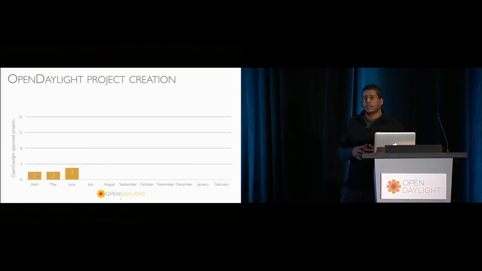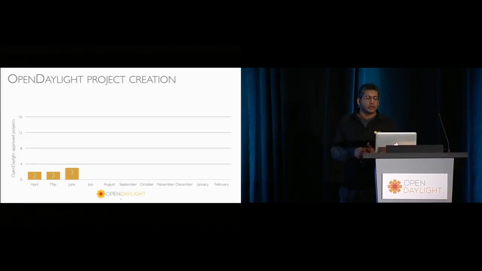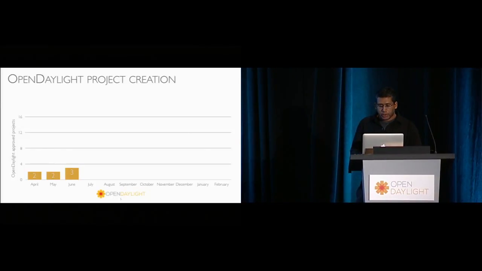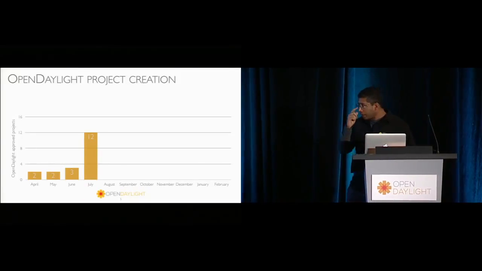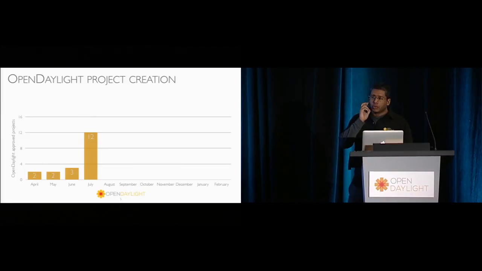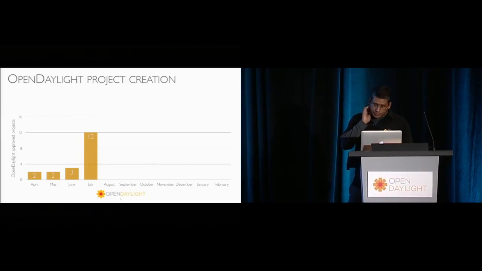And then over that period of time, that was really sort of the litmus test for the transparency, the governance. A lot of people were looking at the project to see whether it really was going to live up to the standards it claimed around being a transparent and open process and project. And then in July, we had this amazing influx of new projects. So our project count jumped by 9 up to 12 in July.